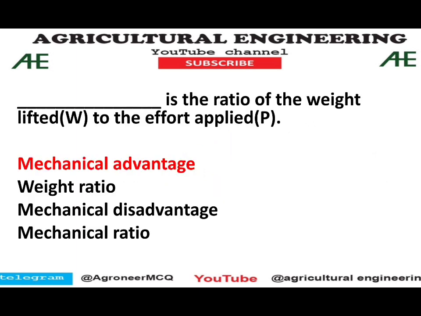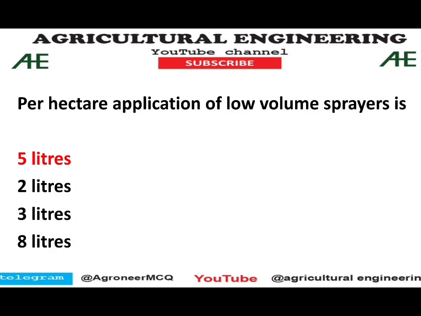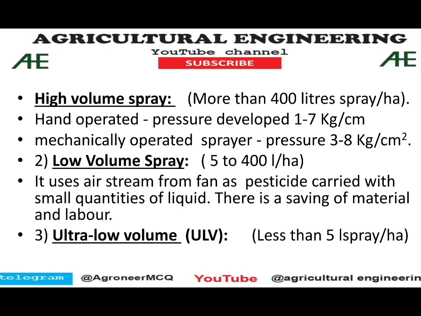Mechanical advantage is the ratio of the weight lifted to the effort applied. From this figure we can find mechanical advantage. Per hectare application of low volume sprayers is 5 liters.